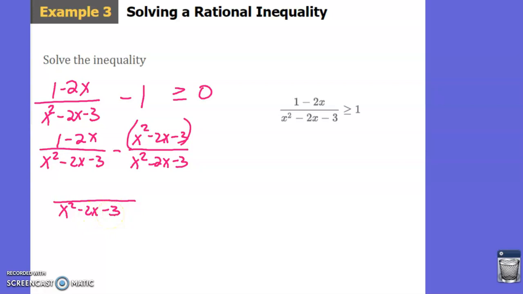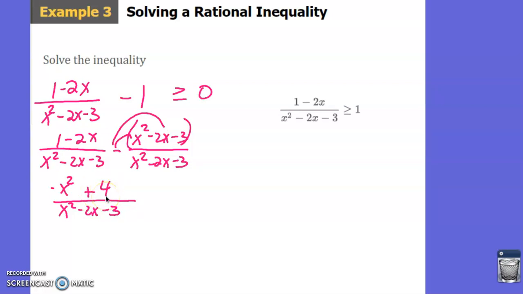And then on the top, you're going to end up with negative x squared. That's negative x squared. And then when you do negative times negative, that's positive 2x. That's going to cross out with this 2x. And then negative times negative for the 3 is positive 3, plus the 1 is 4. So you're going to end up with that.